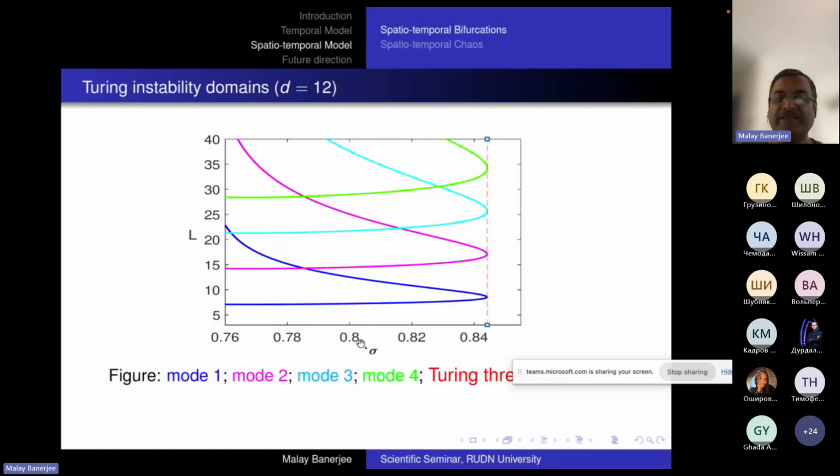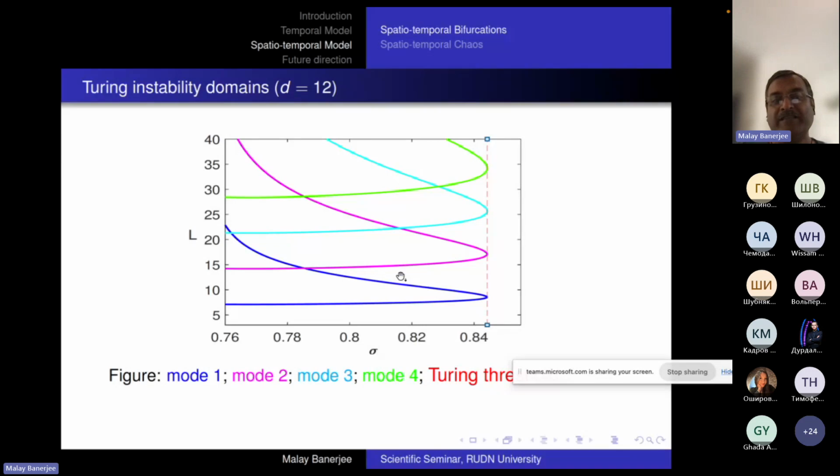of two parameters. One is sigma, the temporal parameter, but interestingly the other parameter is the length, that means the domain size. So this figure explains that if we choose a domain size from here and the corresponding sigma, on the left of this blue curve we can expect the existence of Turing pattern of unstable eigenmode 1. Again, on the left of this magenta curve, if we choose a parameter value from this region, we can expect the Turing pattern corresponding to unstable eigenmode 2. Similarly, the cyan curve and green curve correspond to the Turing bifurcation curve with eigenmodes 3 and 4.